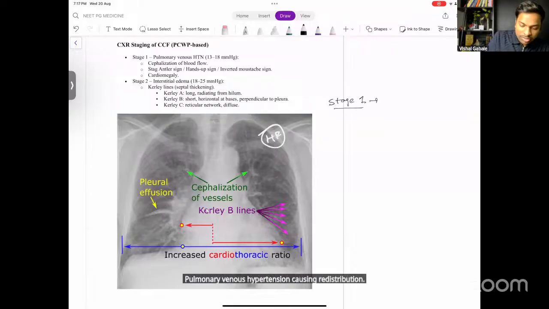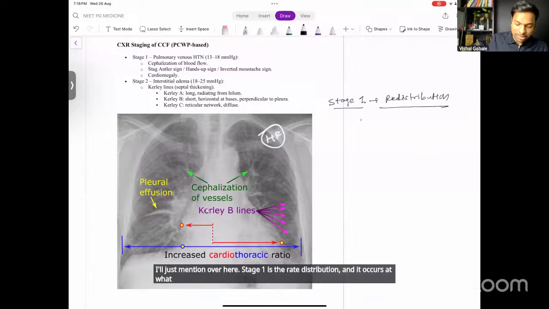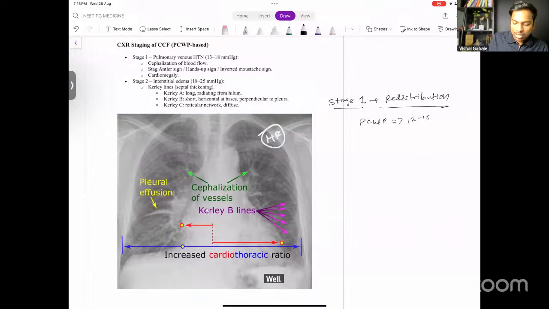Okay, so I'll just mention over here that stage one is the redistribution, and it occurs at what type of pressure? At PCWP, pulmonary capillary wedge pressure of 12 to 18 mmHg.